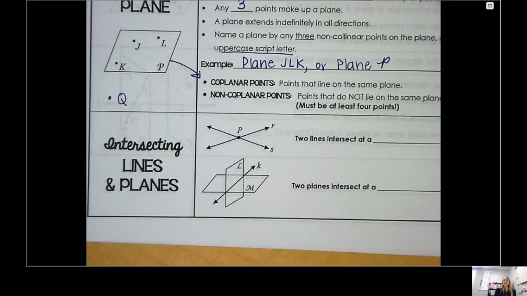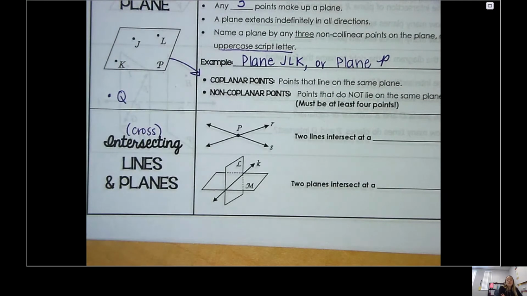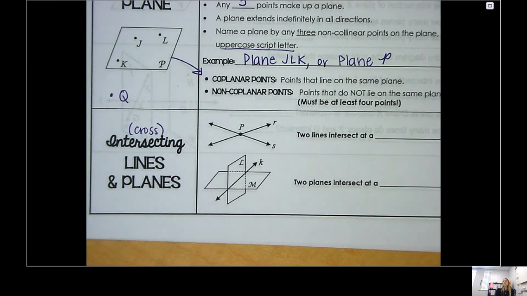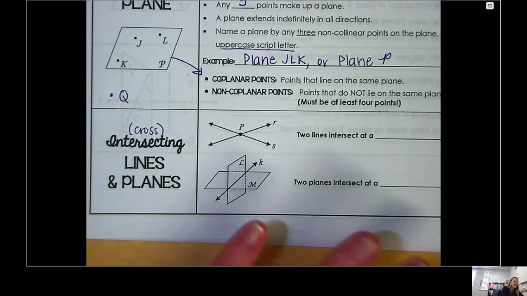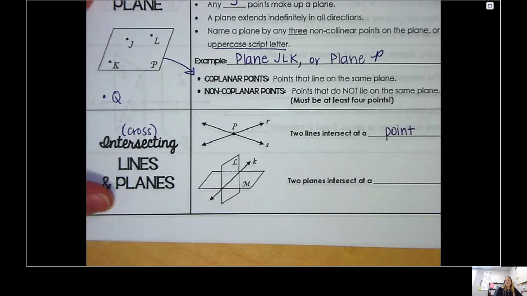Intersecting lines and planes. Now, what does intersect mean? Crossing. Yep, cross together, touching, meeting, whatever you want to call that, where they cross each other. If I have two lines, where do they touch or meet or intersect in that picture? At point P, yeah. So two lines intersect at a point. In our case, it's point P.